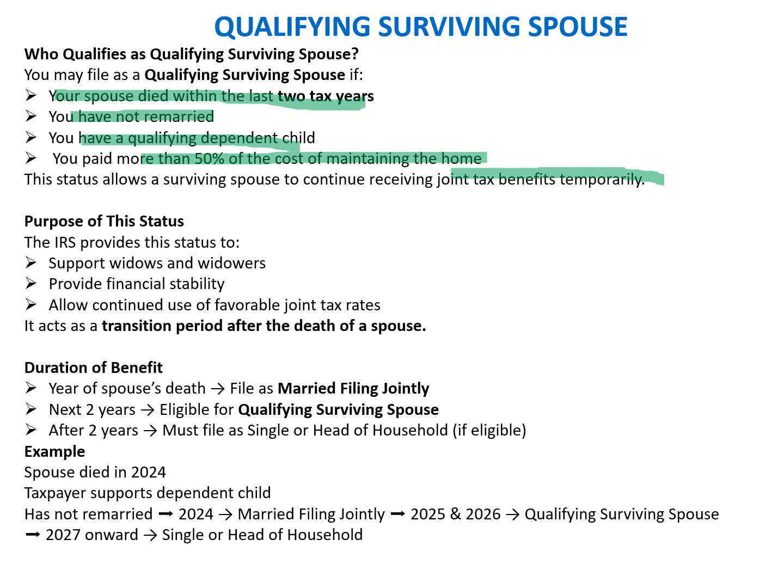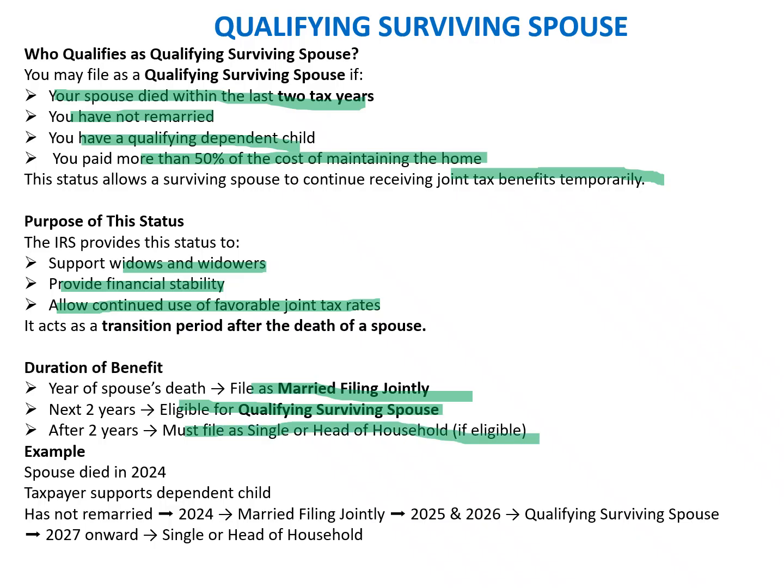So the purpose of this status is that the IRS provides the status to support widows and widowers, provide financial stability, and allow continued use of the favorable joint tax rate. It acts as a transition period after the death of the spouse. So a quick example here. We have mentioned the duration of the benefit. Year of the spouse's death: files as married filing jointly. Next 2 years: filing as a qualifying surviving spouse. After 2 years: must file single or head of household if eligible.